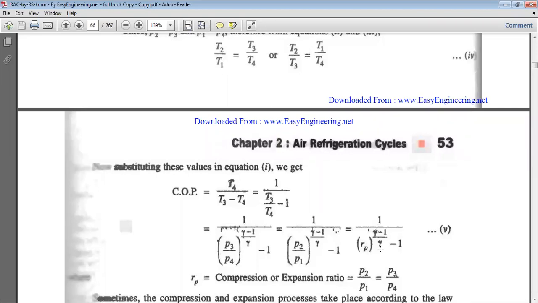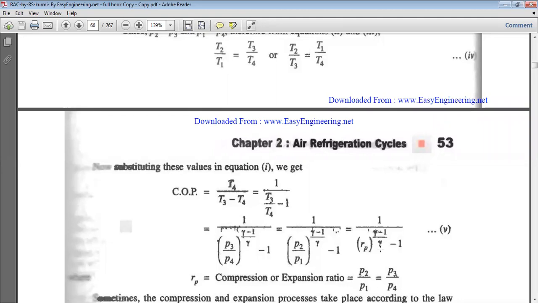it goes to a polytropic process. Without heat transfer, the adiabatic process follows the law PV to the power of gamma is equal to constant, where gamma is Cp by Cv. Whereas the polytropic process follows the law PV to the power of n is equal to constant.